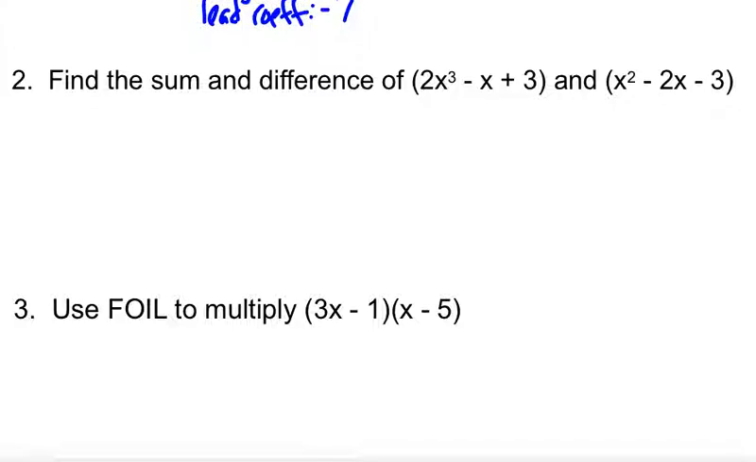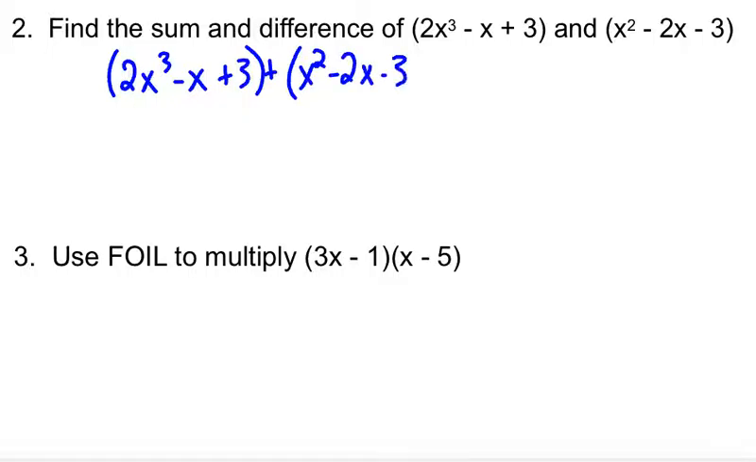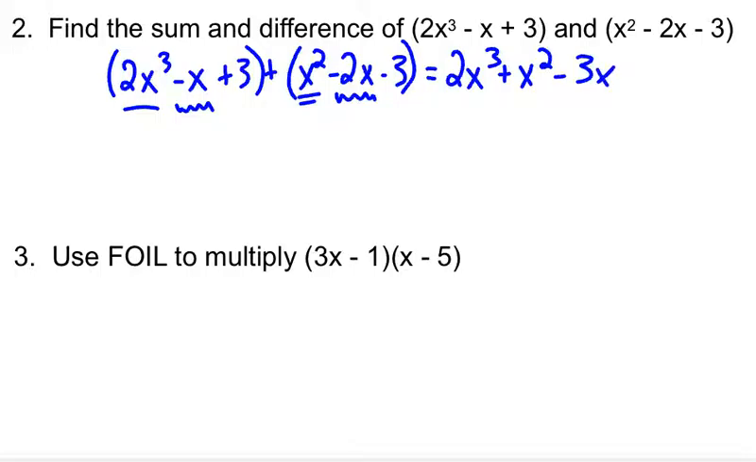All right, so we are going to do just some basic operations with these. We're going to find the sum and difference of these two things. So first we'll do the sum. 2x cubed minus x plus 3, and x squared minus 2x minus 3. For sums, you're just adding like terms. So I've got a 2x cubed, no other 2x cubes. Got an x squared, no other x squareds. Okay, I have a negative x and a negative 2x, so I can combine those. And I have a 3 and a negative 3, which is 0.